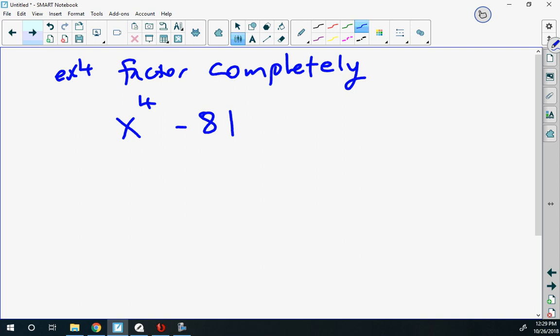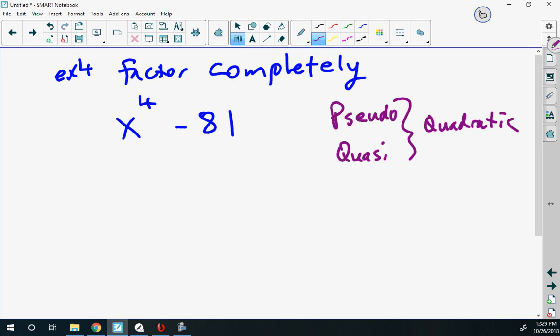So does anybody know what the prefix pseudo means? Pseudo means not genuine or fake. Does anybody know what the prefix quasi means? It means similar. It has a similar meaning. So anyways, these are what we call pseudo or quasi-quadratic. How do you like that? Pseudo-quadratic or quasi-quadratic. They're not quadratic, but they're similar to being quadratic.